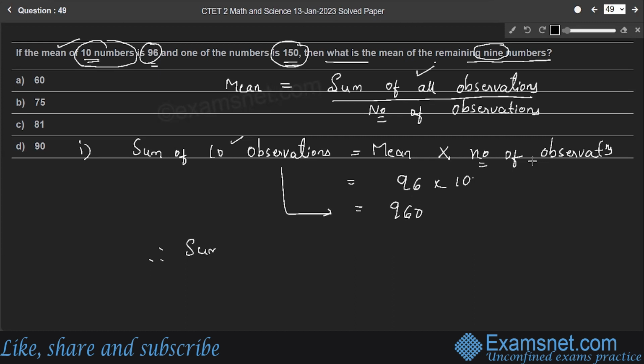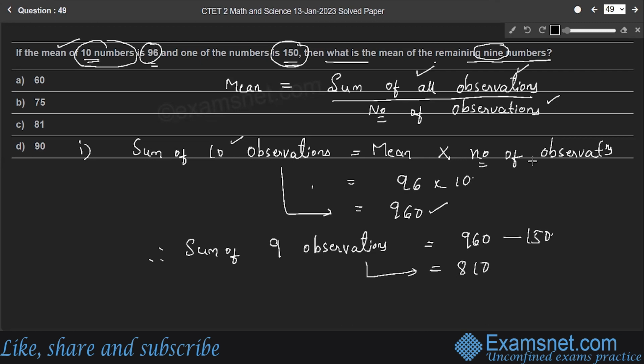Therefore, the sum of 9 observations. Here, one number is 150. We'll subtract that number from the sum of 10 observations, right? So 960, which is the sum of 10 observations, minus 150. You will get 810. So 810 is the sum of 9 observations, right? Divided by the number of observations, that is 9 observations, gives their mean, right?